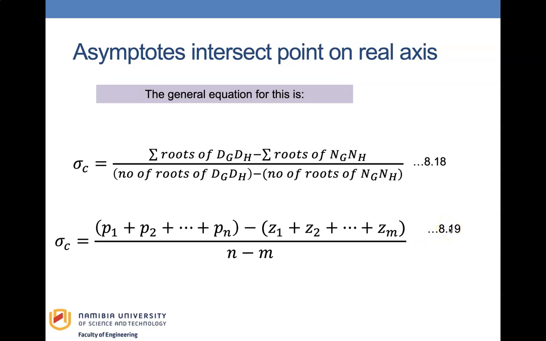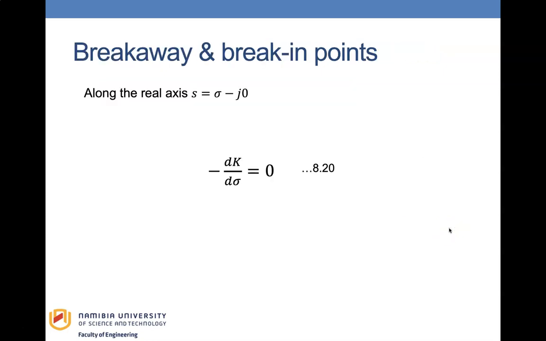And finally, we also need to find out when the root locus breaks away from the real axis and where it breaks in again. Along the real axis, s equals sigma plus j0. Therefore, the maximum and minimum values of the gain K will correspond to the breakaway and break-in points respectively. Hence, equation 8.20 will be used. These rules will be used in an example to demonstrate their application.